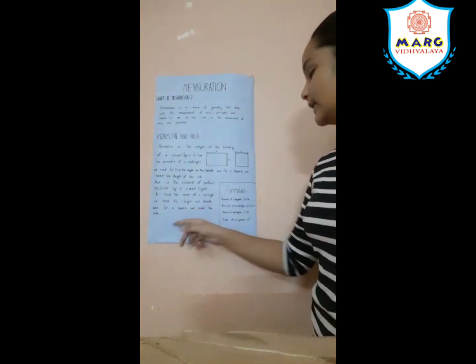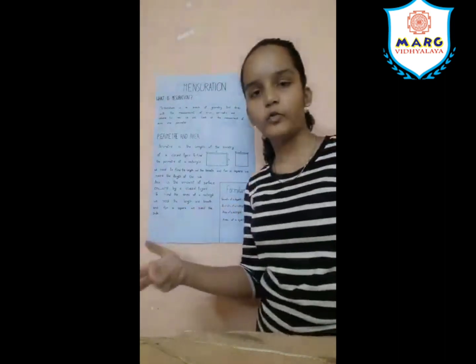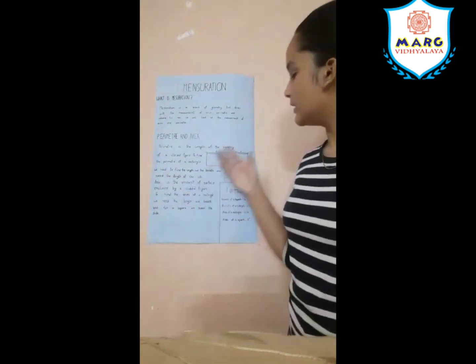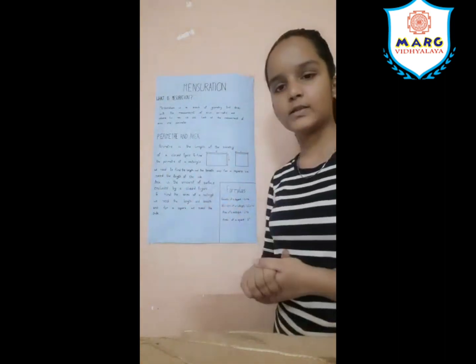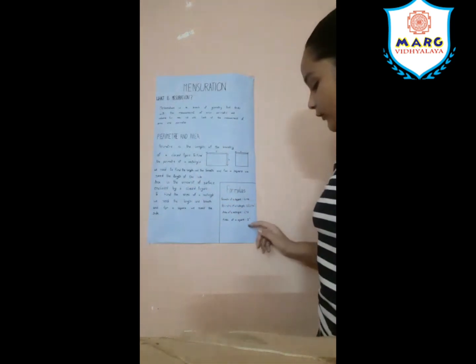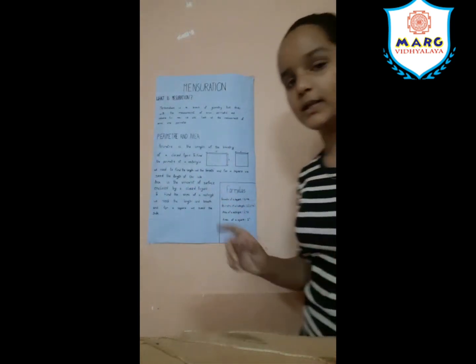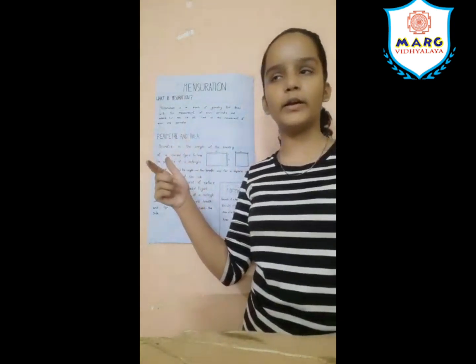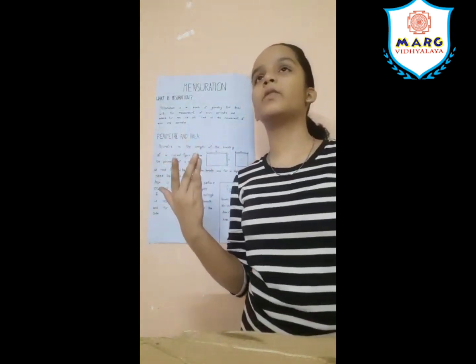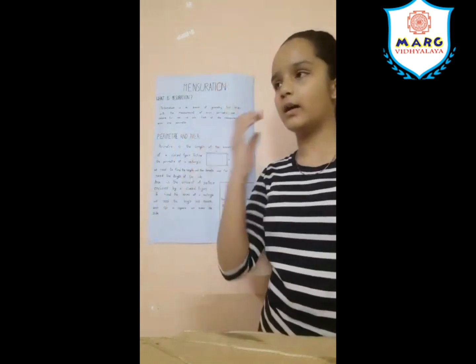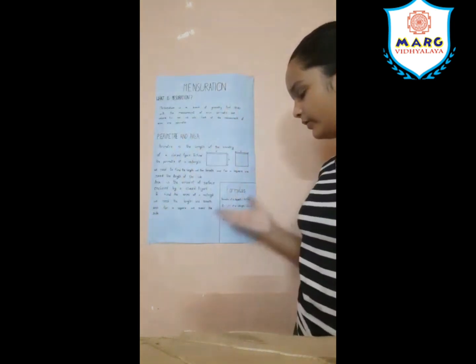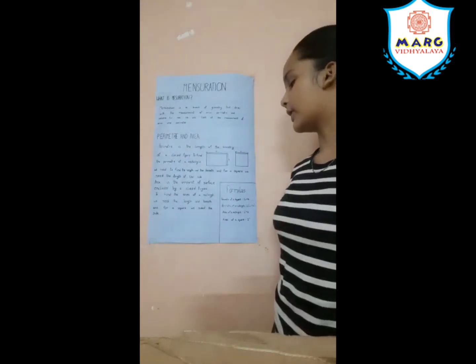And for a square we need the side. Again we need the side to find the area of a square, and the formula here is s square, which means side squared. For example, if the side is 5 centimeter, we need to square it, which basically means 5 multiplied by 5 equals 25 centimeter square. That is how we find out the area of a square.